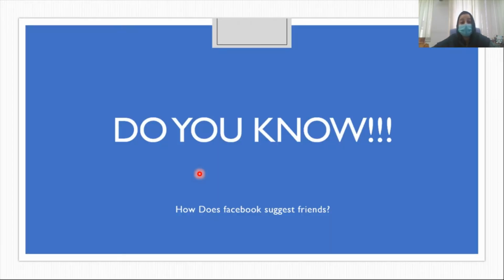Facebook actually suggests friends over time. Facebook has a whole friendship graph generated, and they are continuously analyzing that graph, and on the basis of your mutual friends and the people that have similar interests with you, or the people that go to the same institute as you, Facebook suggests them to you as friends.